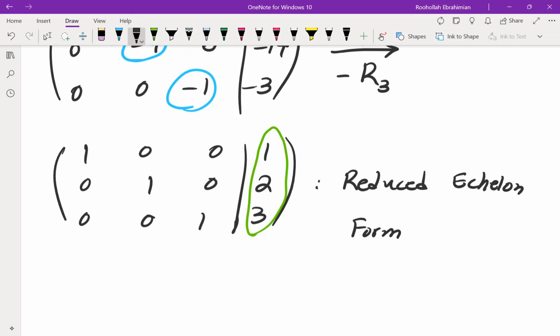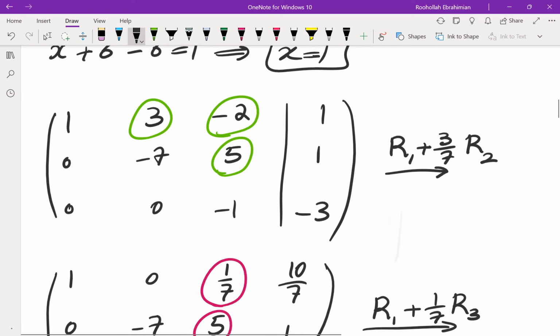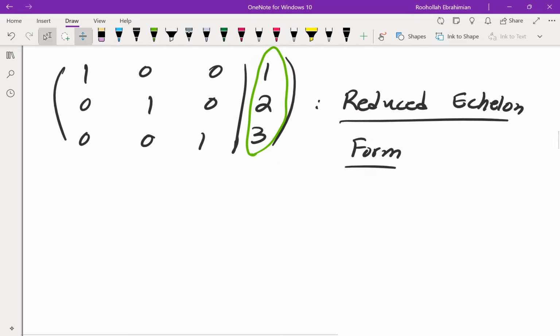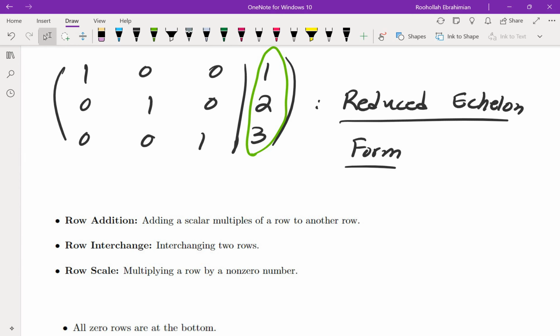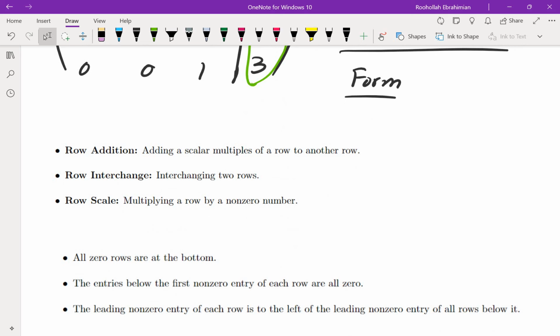Okay, so what are these two things? What is the echelon form and what is reduced echelon form? So notice that in this process we used 3 different operations. So now I will go over that in general. Row addition, it is adding a scalar multiple of one row to another row. So adding scalar multiples of a row to another row is called row addition. We also have row interchange. We just swap 2 of the rows. We have row scaling. We multiply one row by a non-zero. It's important that we multiply by a non-zero number.